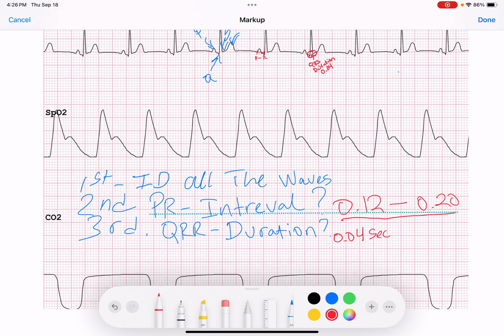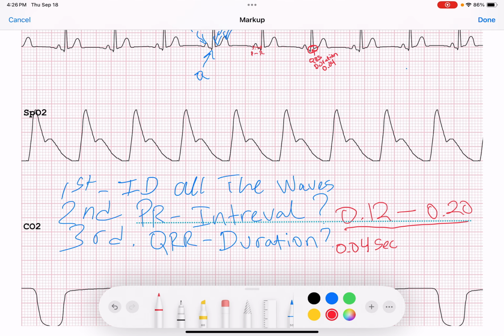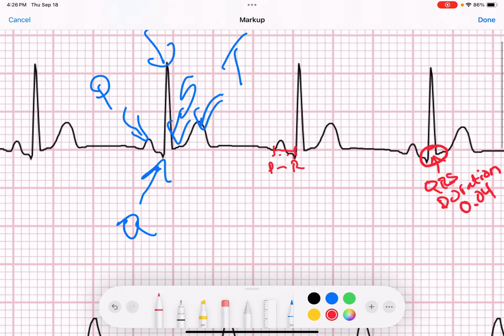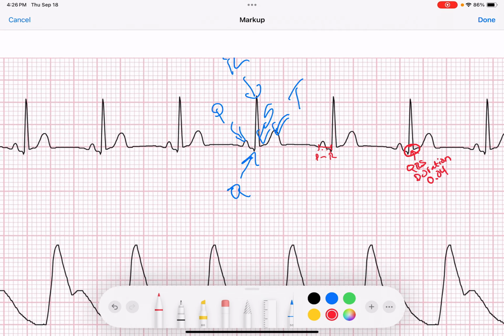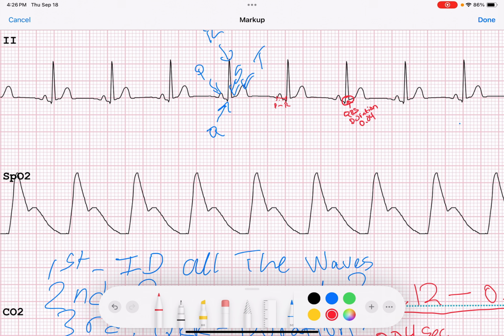Now, the next one, the rhythm. There we go. That's what I was saying. For the rhythm, do we have a good R to R or not? So where are our R waves? These are our R's right here. Now, are they regular or irregular? For the most part, to me, they're very regular.